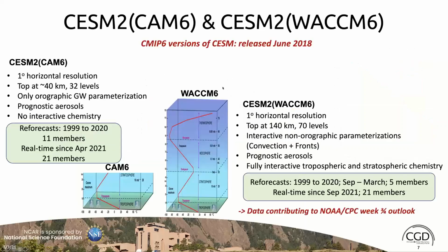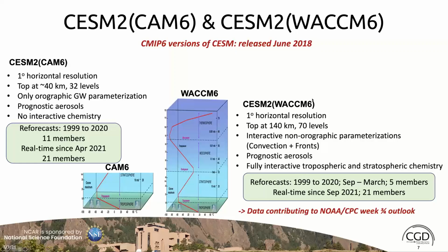Okay, so now moving on to CSM2, CAM6 and CSM2 WACCM6. That's our newest version of the NCAR model that was released in June 2018, mainly for the CMIP6 simulations. Both versions of the model have 1 degree horizontal resolution, and they have prognostic aerosols. The low top version is still at 40 kilometers with 32 levels now. It has only orographic gravity waves, and no interactive chemistry. We ran a full reforecast set following the SubX protocol with this model, and we started running it in real time in April 2021. So yes, just last month.